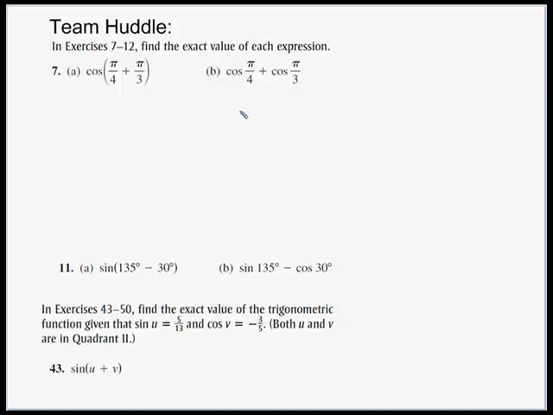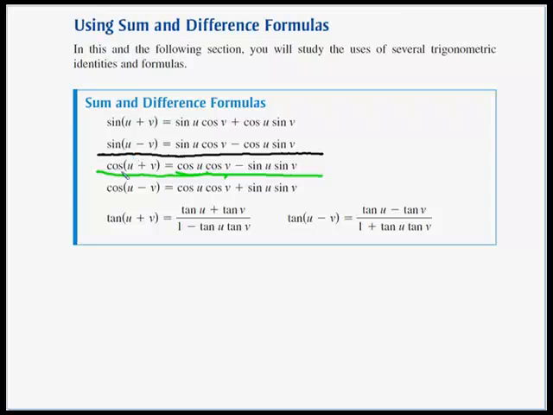So let's see here in the first one, example 7, we want to find the exact values of a couple of expressions here. And I think let's just do the first one. So the cos of a sum. If we go back to our formulas, the cos of a sum is cos of the first, cos of the second, minus sine of the first, sine of the second.